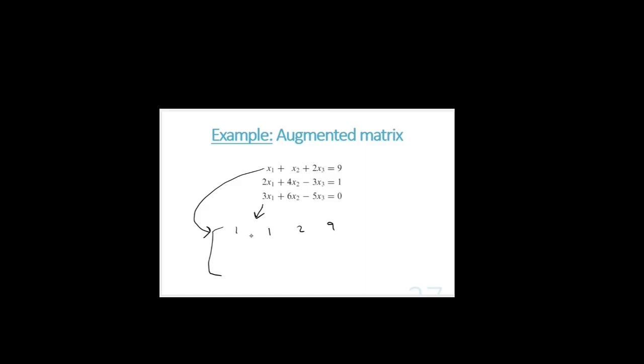Then what's the next row? Yeah, 2, 4. What's this one? Yeah, this one's going to be -3, and this one's going to be 1. And then what do we got? 3, 6. What's this one? Yeah, -5 and 0, right? So that would be your augmented matrix for this set of linear equations.